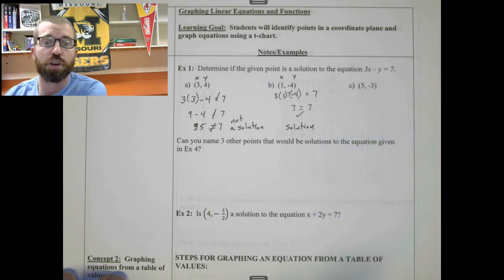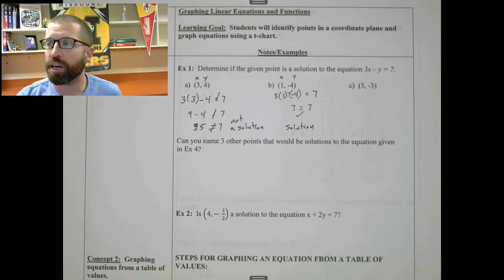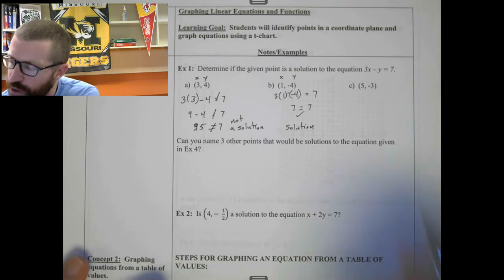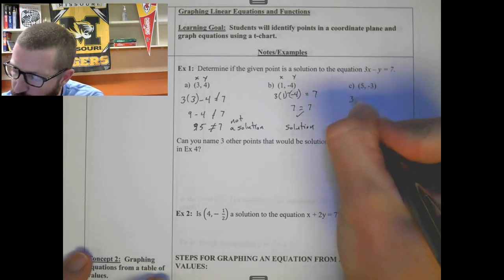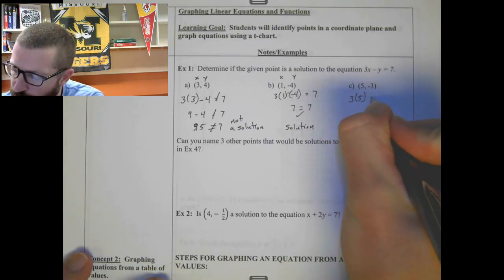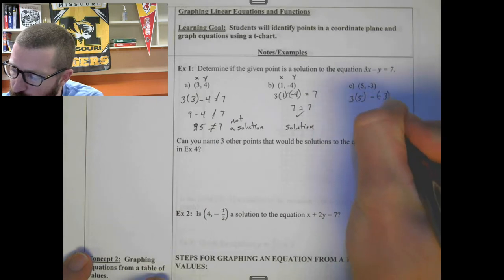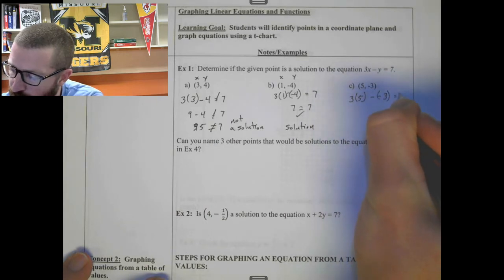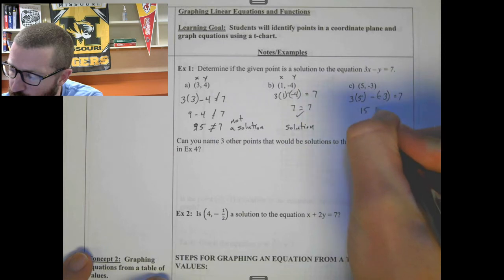And pause the video if you haven't already and try C and see what you get there. 3 times 5 minus negative 3 is equal to 7. And so you get 15 and then plus 3 is equal to 7, which is not true because 18 is not equal to 7. And so this is not a solution.